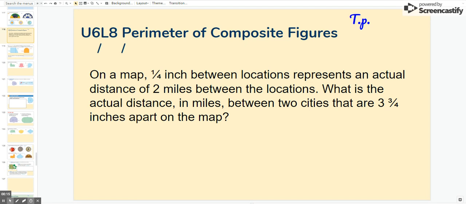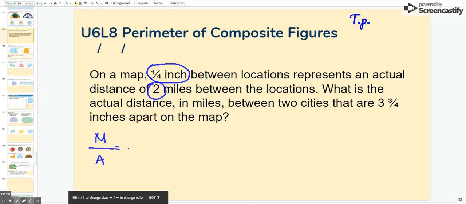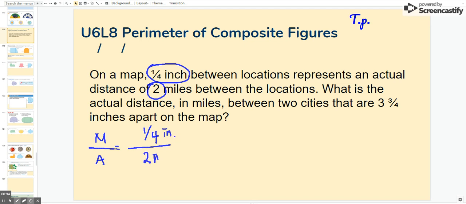So we have 1/4 inch between locations. That actually represents an actual distance of 2 miles. So we have a model size and we have actual size. What's the model? We have 1/4 inches, and that represents actually 2 miles. What is the actual distance in miles between two cities that are 3 3/4 inches apart on the map?